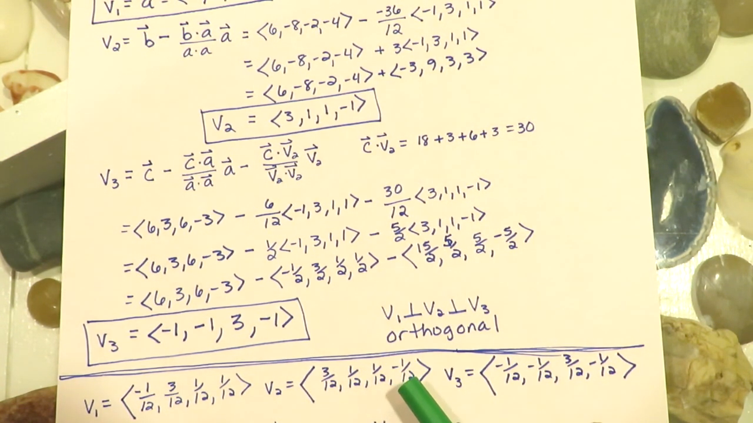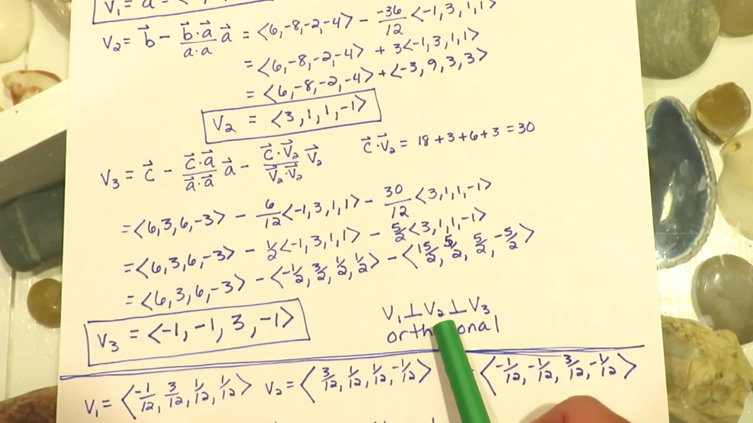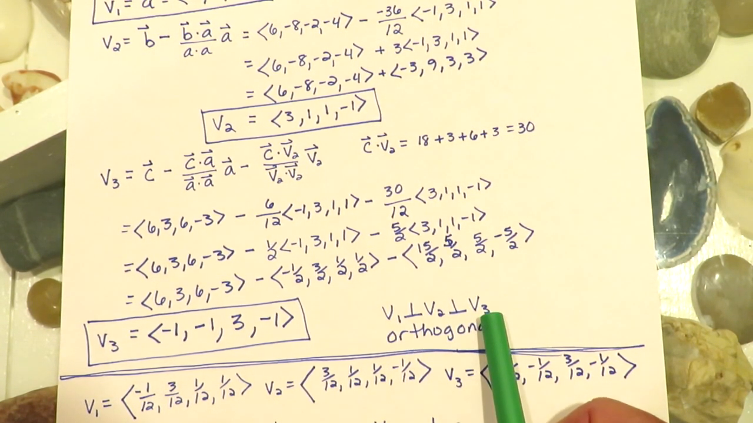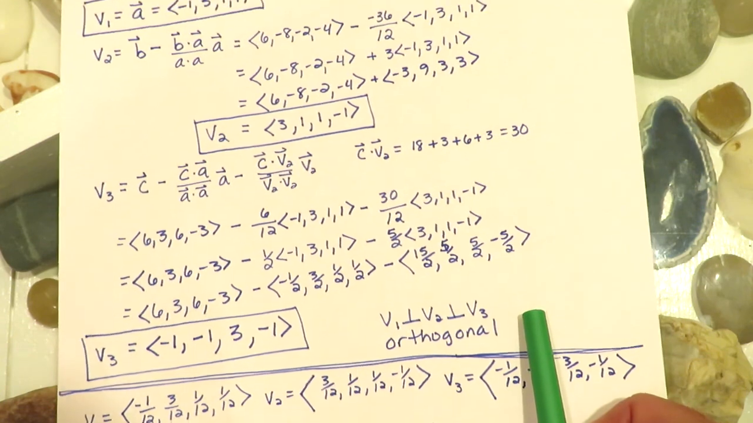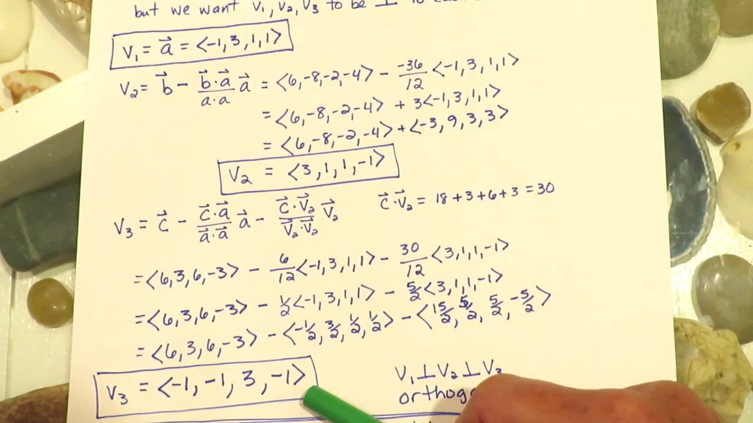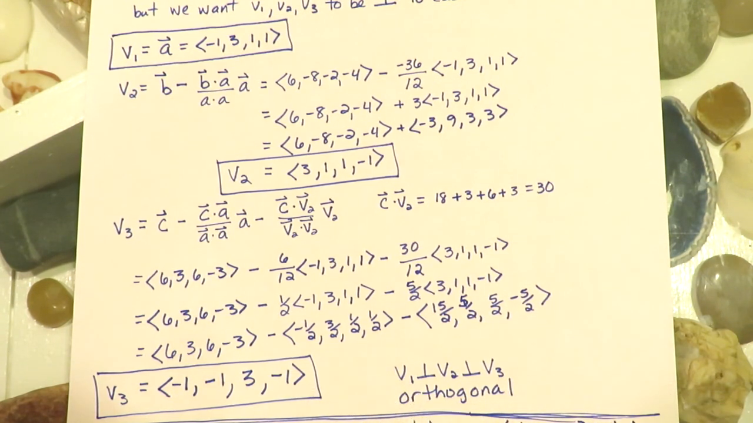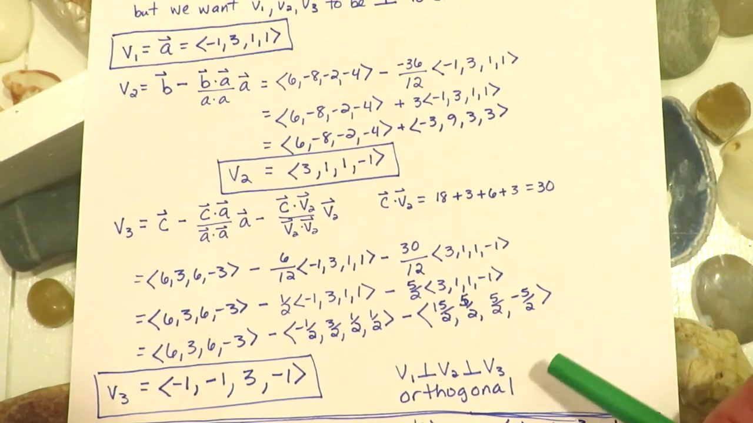If you check the dot products, you will see that V1 dotted with V2 is 0, and V2 dotted with V3 is 0, and V1 dotted with V3 is 0, so all three of them are orthogonal. So these three vectors, V1, V2, and V3, will span the same three-dimensional space in R4 that those original vectors spanned, but these three vectors are orthogonal.